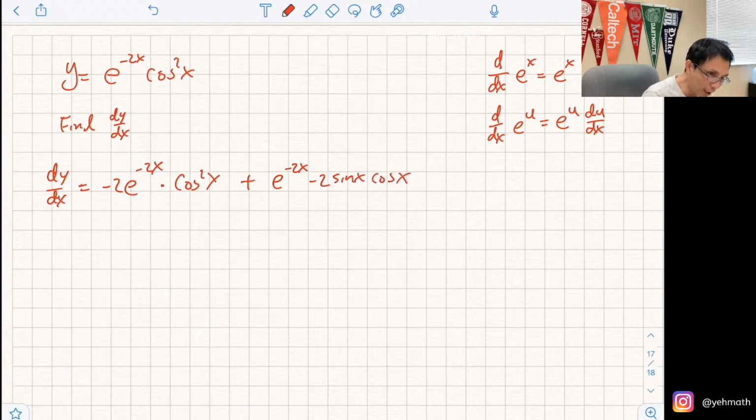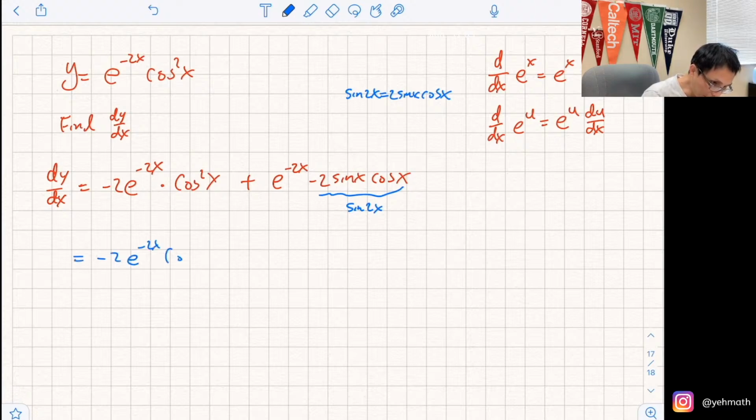It turns out this is also known as a double angle identity. So sine of 2x is equal to 2 sine of x cosine of x. So that's equal to negative 2 e to the negative 2x cosine square of x minus e to the negative 2x times sine of 2x. So that is the final answer.